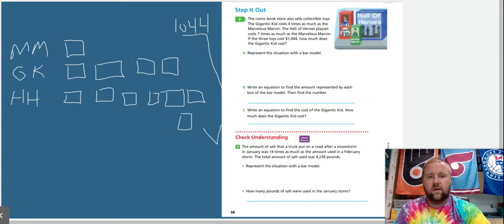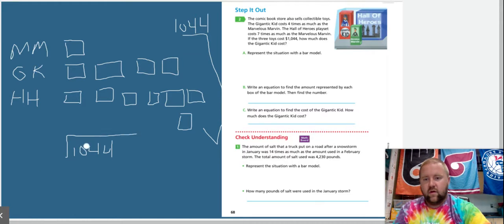So now we got to figure out, well, how do we find out the cost of one of these toys? So we need to say, well, the total was $1,044. And then we had 1, 2, 3, 4, 5, 6, 7, 8, 9, 10, 11, 12 total toys in our bar model. So now we do our division. 12 into, well, it can't go into 1 and it can't go into 10. So we got to figure out how many times 12 can go into 104. I know that it can go in 8 times.